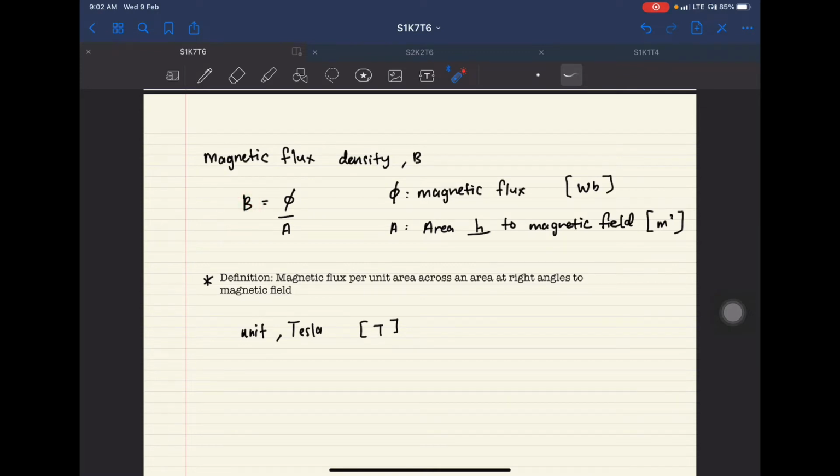So the unit for magnetic flux density that we use is the Tesla. Okay, the phi here is magnetic flux, which has the unit Weber, and area is in meter squared. So in a way, you can write the Tesla as Weber per unit meter squared.